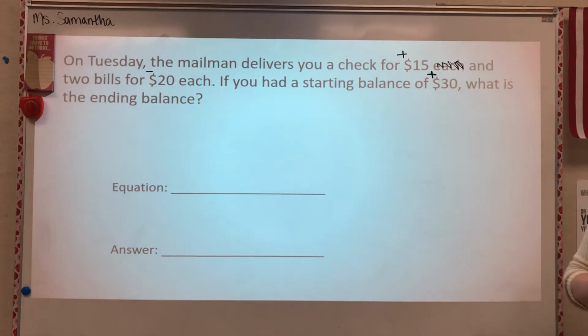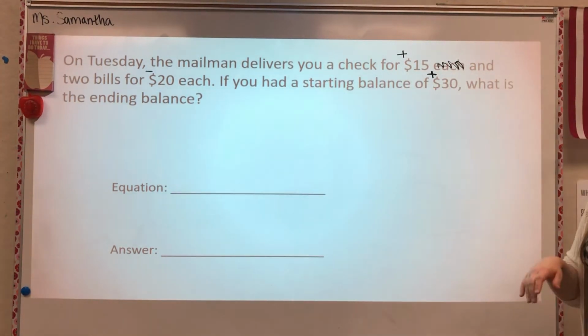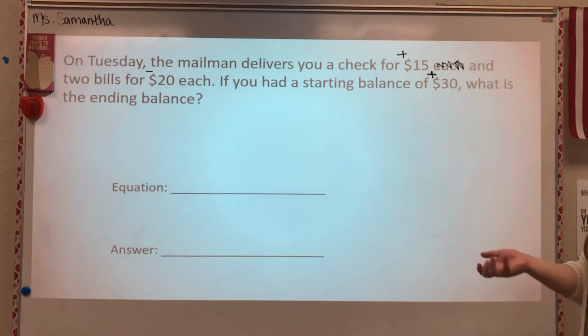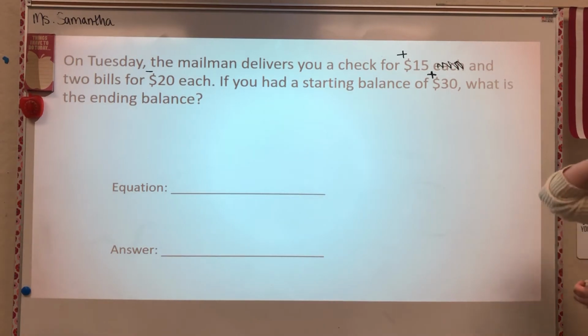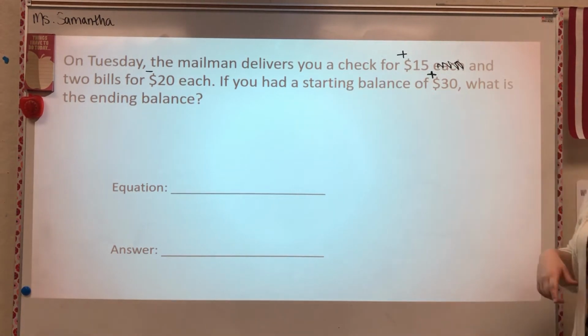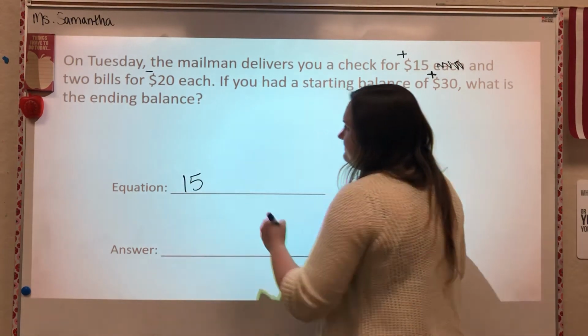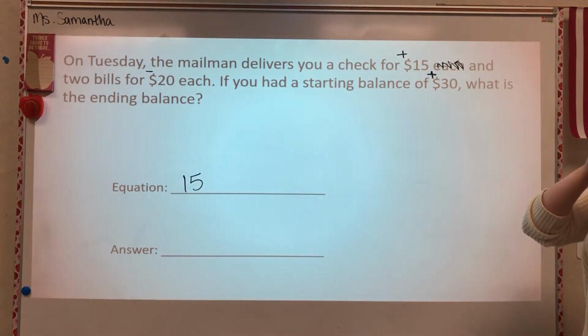So right away, that's going to help us with this next part, which is writing our equation. Once you've got all those signs down, now you know what numbers you're actually going to be using in your equation. So let's go through it. The first thing in the story that they told us was he's getting a check for 15. We decided it was positive, so I can put the positive 15. The next thing we've got is a negative 20.